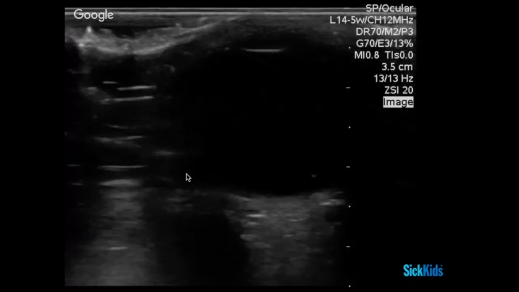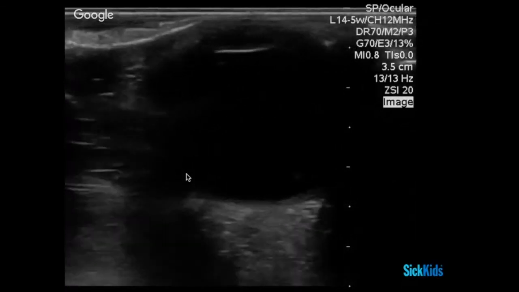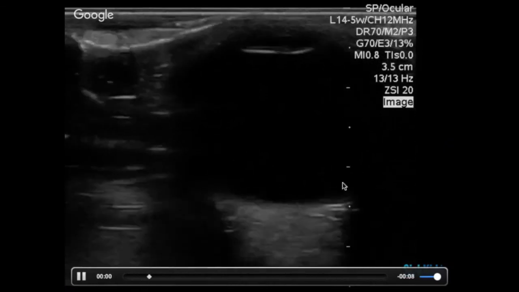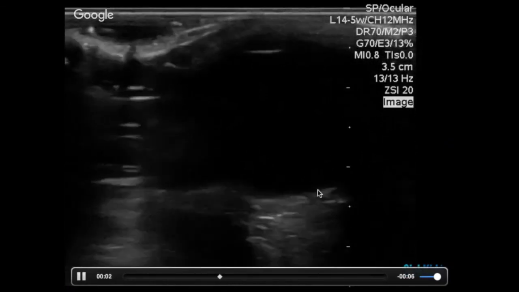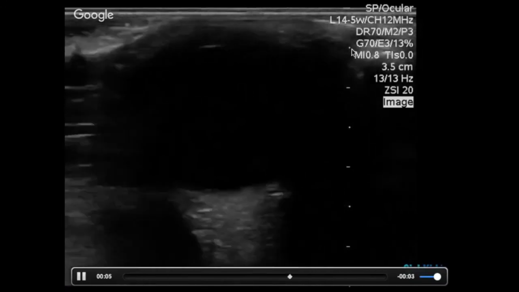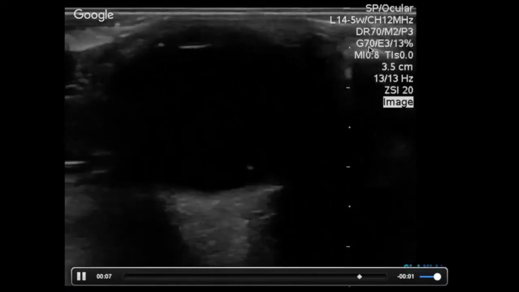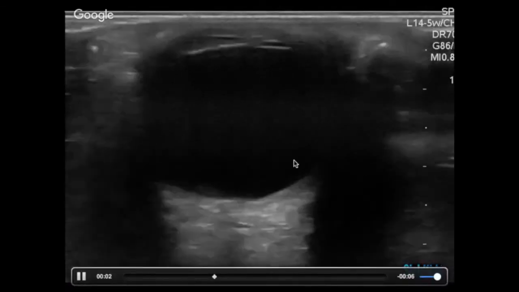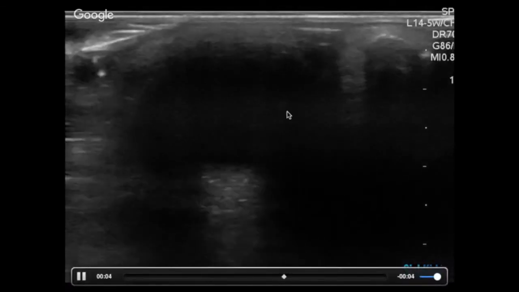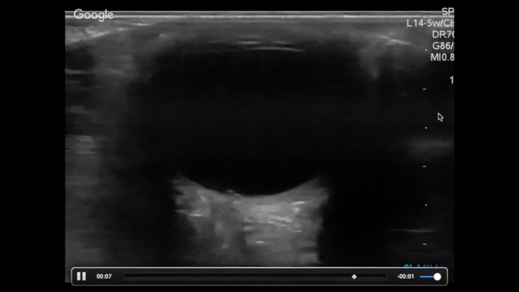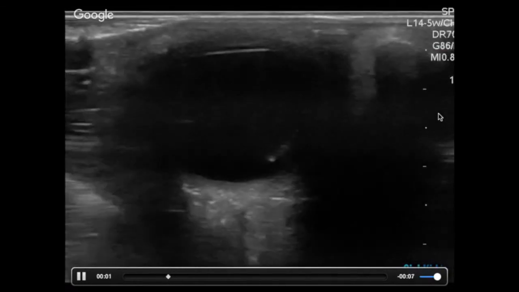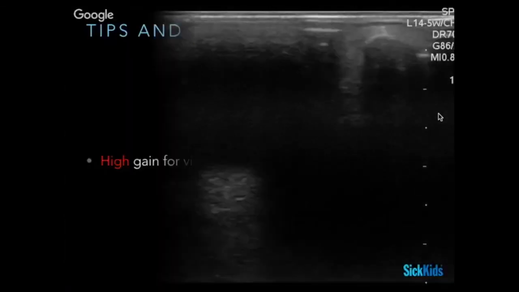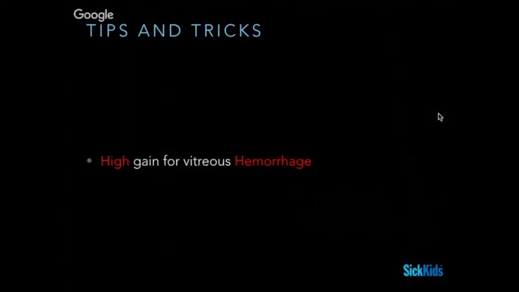These are the other points I wanted to make about gain. Here it's really hard to see anything, but maybe there's a little something abnormal sitting on the side. The gain is lower here, only at 70. When you increase your gain, here up to 85, you can see the vitreous hemorrhage a lot better. That's just to demonstrate the importance of increasing your gain to look for vitreous hemorrhages. So, high gain for vitreous hemorrhage.